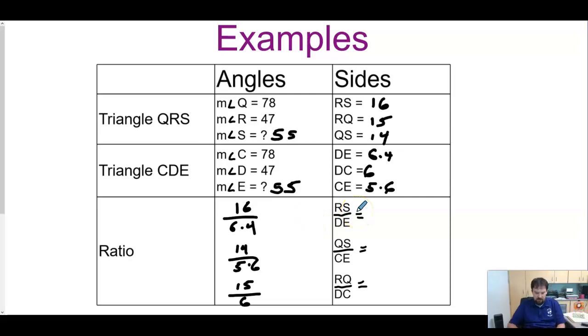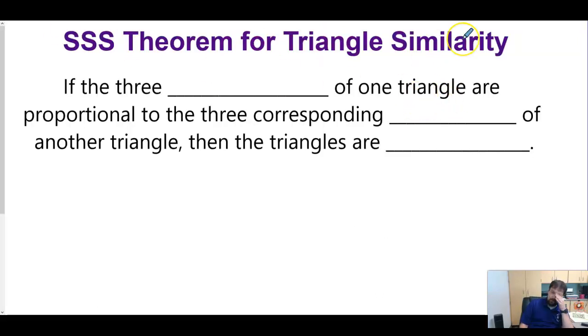So let's grab our calculator. 16 divided by 6.4 is 2.5. 14 divided by 5.6 is 2.5. And 15 divided by 6 is 2.5. So we do indeed have similar triangles. We just proved that the AA theorem, the angle-angle theorem, actually does work. Okay, let's look at a couple other theorems.